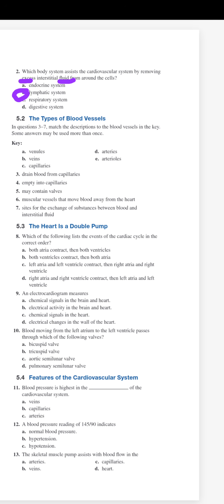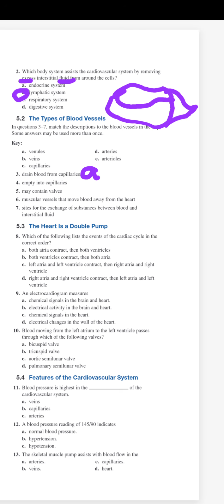Drain blood from capillaries. Since they're saying from capillaries, the answer will be venules, A. Because it's from capillaries, it means that the capillaries are here. For example, don't mind my drawing, this is my bed of capillaries, and then these all will join here at the venule. The venule will collect the blood from the capillary and pass it on to the veins.